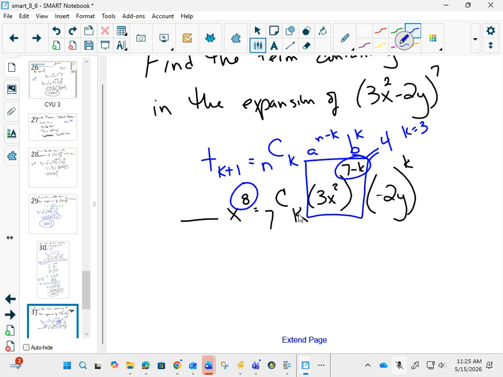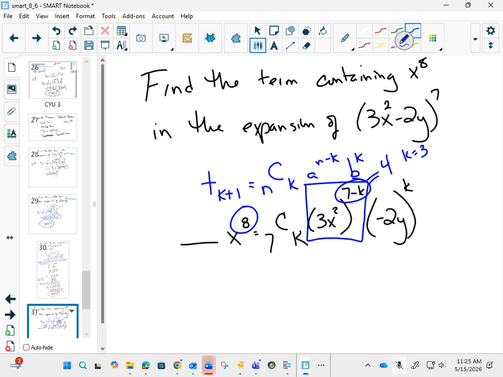Sometimes you can just see it right away. And that happens when they have these term-containing questions, but there's only the x in one spot. The last question I did, I put x's in both spots, one in the denominator, one in the numerator. Much more difficult. This one, x is only in one spot. If I said, find the term containing y to the 5, you would know that k has to be 5, because the only place there's a y is here, and the only way to get y to the 5 is if k was 5.